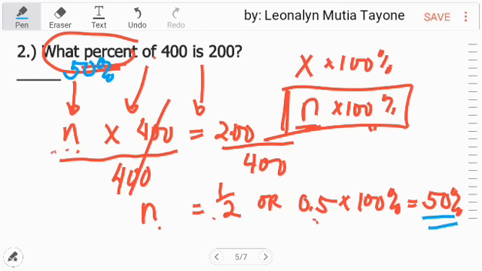To double check our answer, 50% of 400 is 200. So, ang half sa 400 is 200. So, ang sagot dito na 50% ay tama.